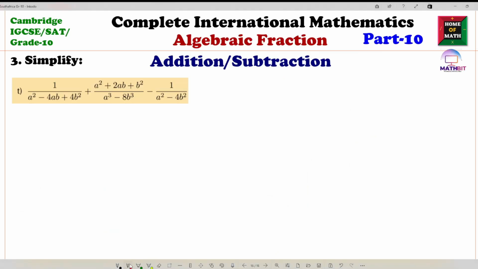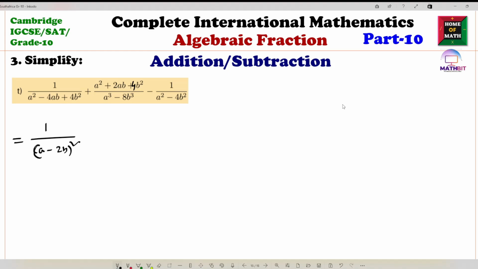Number T, look, here is one spelling mistake or printing mistake. So here is 1 divided by a square minus 4ab plus 4b square, plus a square plus 2ab plus 4b square divided by a cube minus 8b cube, minus 1 divided by a square minus 4b square. So this one, 1 divided by a square minus 4ab plus 4b square, we can write like a minus 2b whole square.